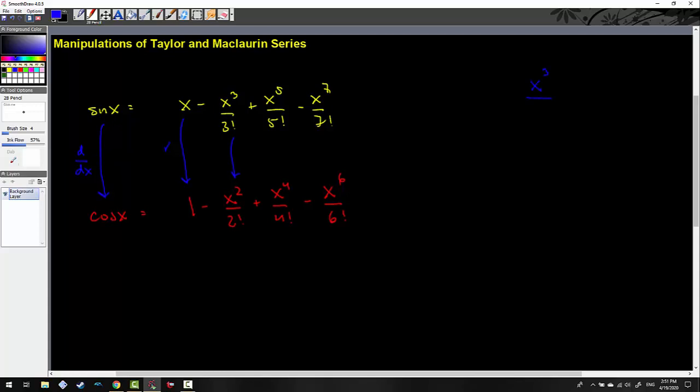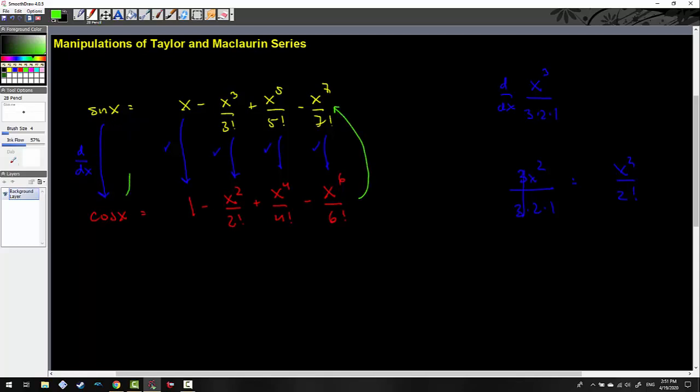X cubed over 3 factorial is really x cubed over 3 times 2 times 1. If I power him down, I would get 3x squared over 3 times 2 times 1. The 3's would cancel each other out, giving me x squared over 2, or 2 factorial. So that checks out. What you're going to find is that this checks out and that this checks out. So by deriving the actual function, you are also deriving the individual pieces of their power series counterparts, which I think is pretty cool.